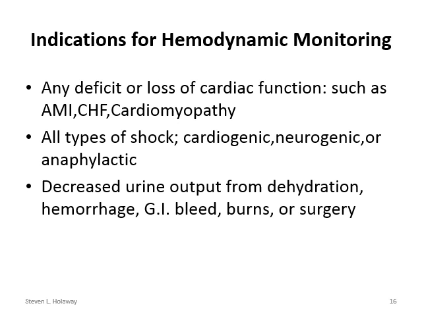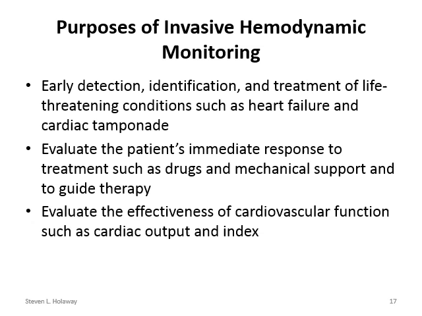So indications now for hemodynamic monitoring: any deficit or loss of cardiac function, such as acute MI, CHF, or cardiomyopathy, again, not used for that as frequently as it used to. It can be used in any type of shock, whether it be cardiogenic, neurogenic, or anaphylactic, but again, it depends on the severity of the patient. You can use it when you've got patients with decreased urine output from dehydration, hemorrhage, GI bleeds, burns, or surgery. Again, typically not the type of patient you're going to see, but those can be indications for using this monitoring system.